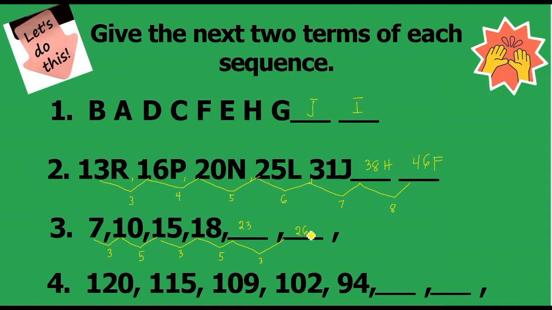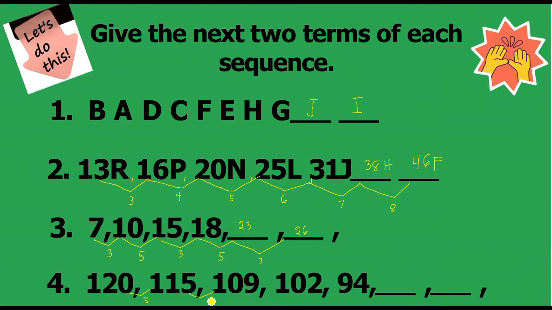Okay? Next and last example. So, we have 120, 115, 109, 102, and 94. So, paano natin kukunin yung dalawang term? Kunin natin yung difference ulit. So, 120 and 115, that is 5.